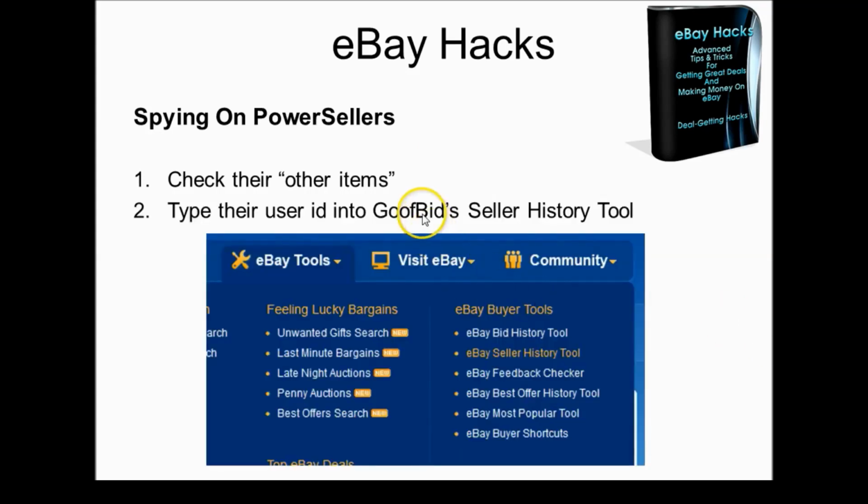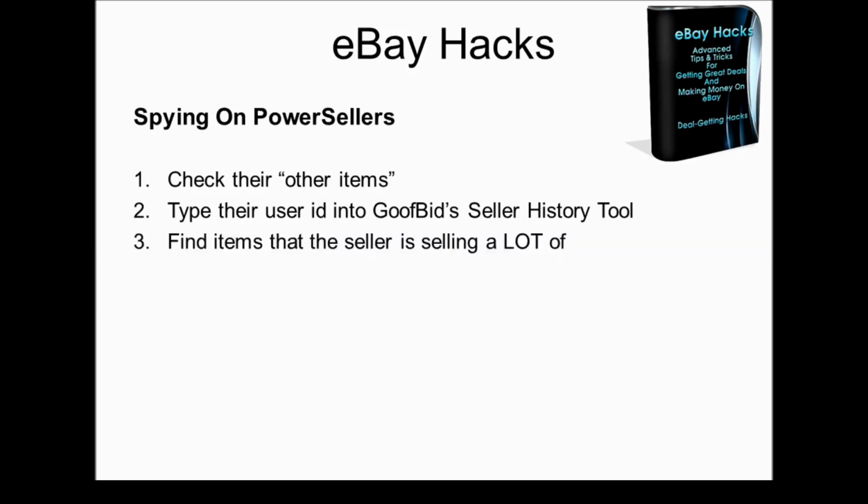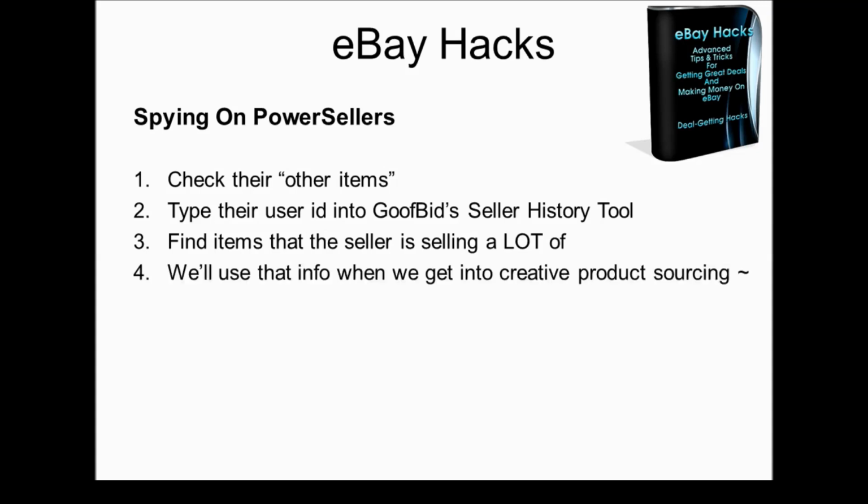Go over to GoofBid, their eBay tools, and then click on eBay Seller History tool. Put in their user ID right there, and it'll start to show their seller history. You'll be able to find items that the seller is selling a lot of by just putting that username into the seller history tool. Now, we're also going to use that info when we get into creative product sourcing.